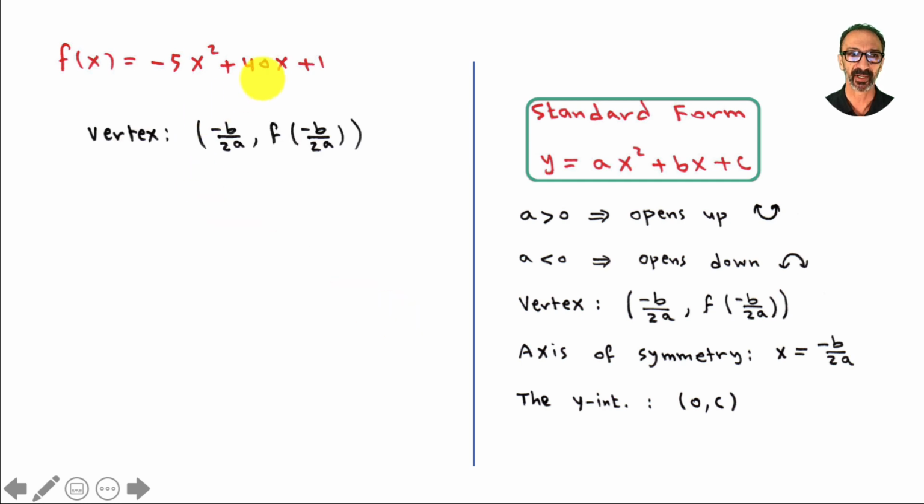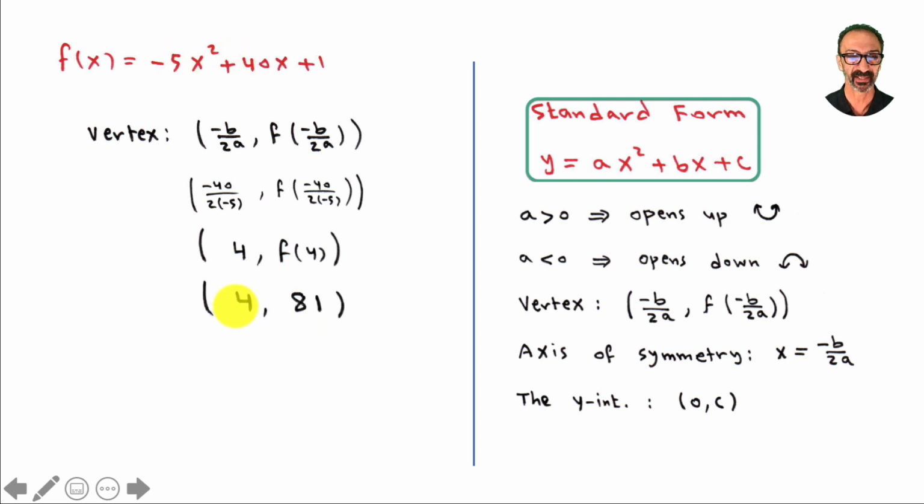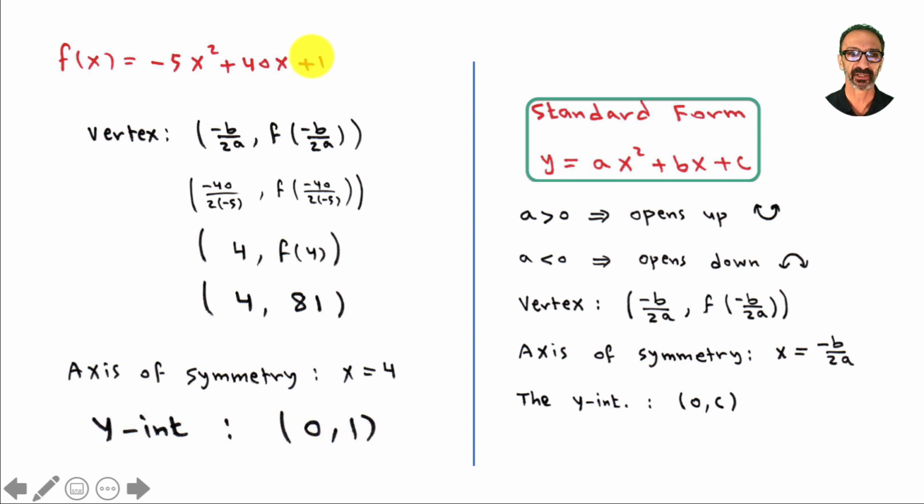The vertex will be minus b over twice a, that's minus 40 over 2 times negative 5, minus 40 over negative 10, negative cancels, I get 4. Go ahead and take your time and plug in 4 right here, and you should get 81. That is the vertex. The axis of symmetry is the x part, which is 4, and the y-intercept will be 0 and 1. 0, 1, I mean.